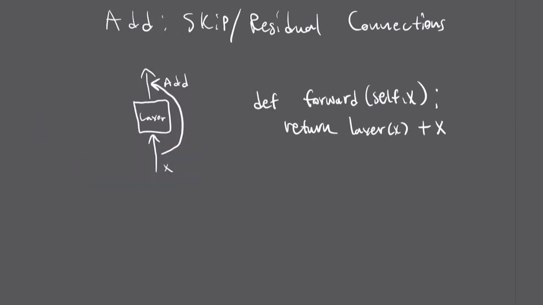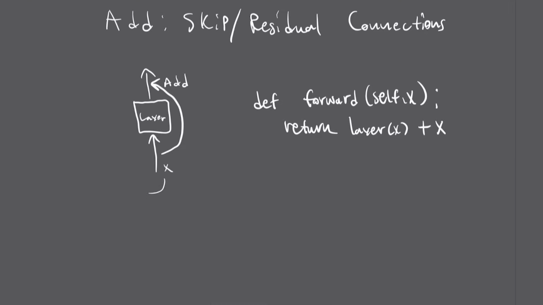Okay, so the add actually refers to a concept called skip connections or residual connections. And here's how it looks visually. We have some arbitrary layer in a neural network. This might be a linear layer. This might be an attention layer. And it takes in some input x, which we can see over here.